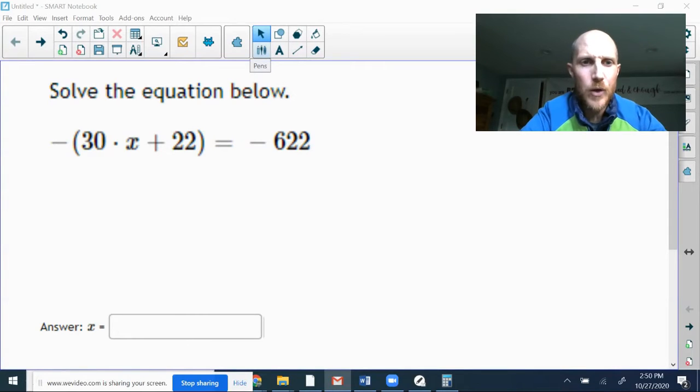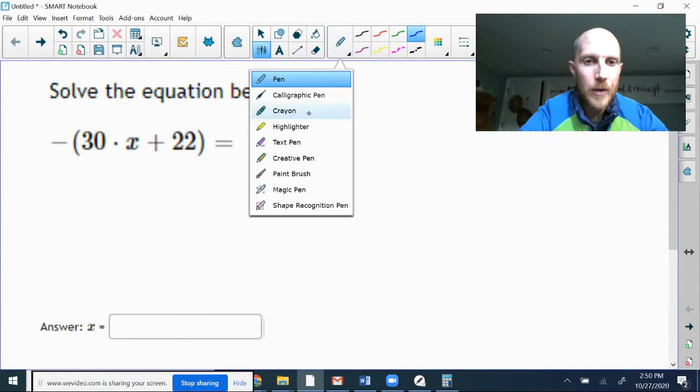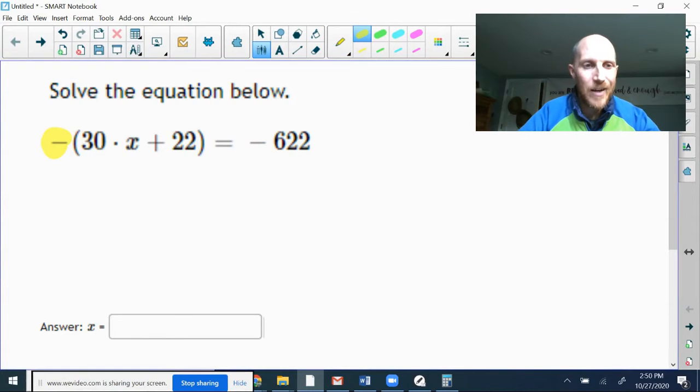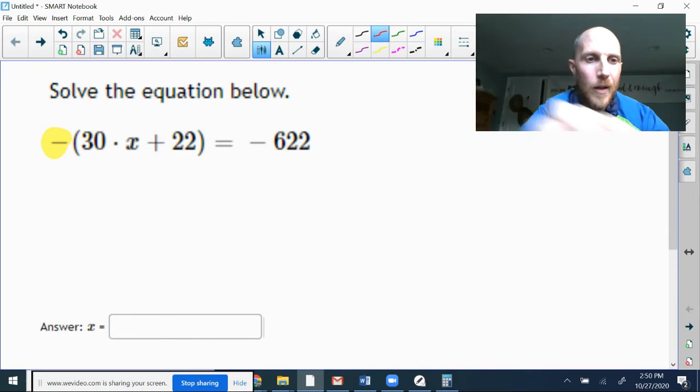So we need to solve this equation. And the one thing I think is most important for us to notice before we start is that there is a negative sign in front of the parentheses. So we're going to have to distribute the negative. If that seems like a weird concept to you, you can think of it as distributing a -1.